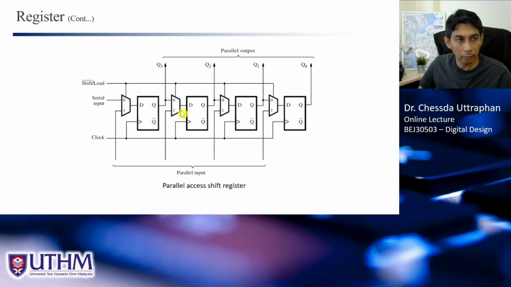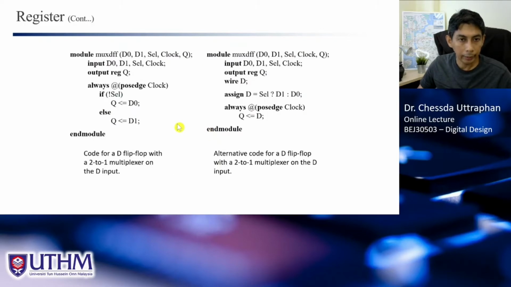This is the shift load register, where we can load the data into the register and we can shift the data in the register, right? And it shifts from left to the right. And this is how we create the same thing actually, the flip-flops with a multiplexer in front of the flip-flops. This one is the same one, but using the assign statement to create the multiplexer.